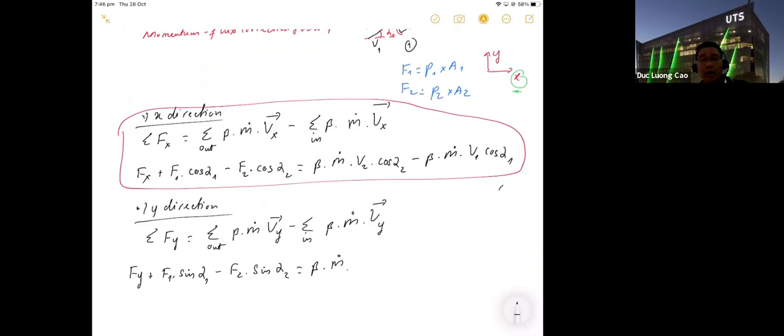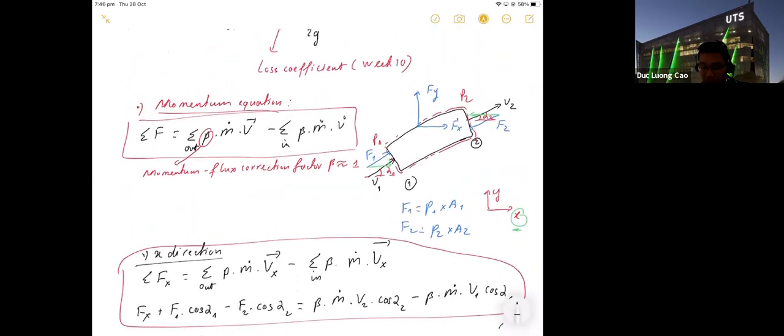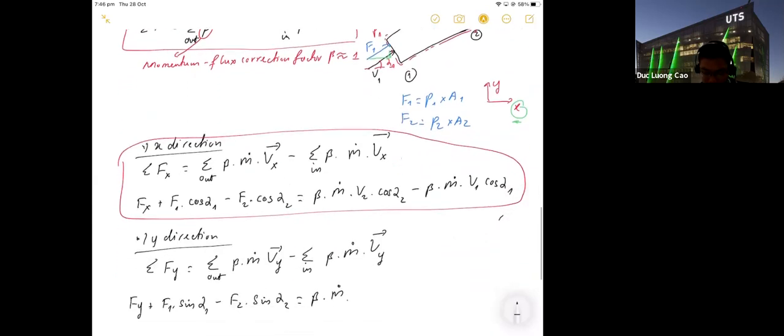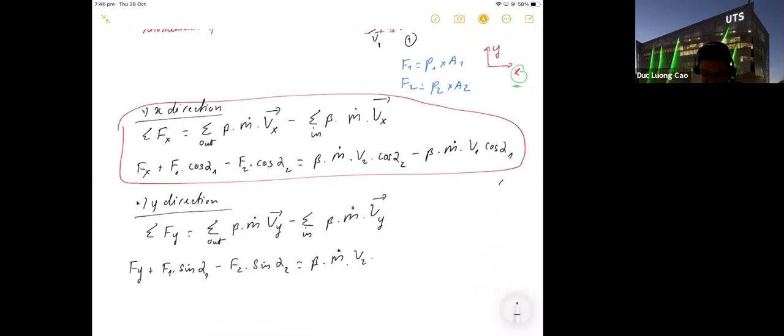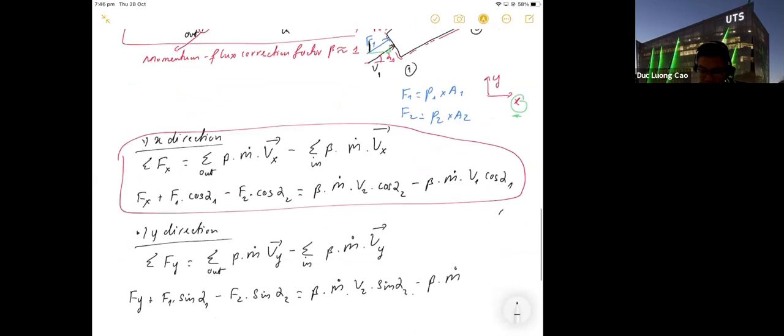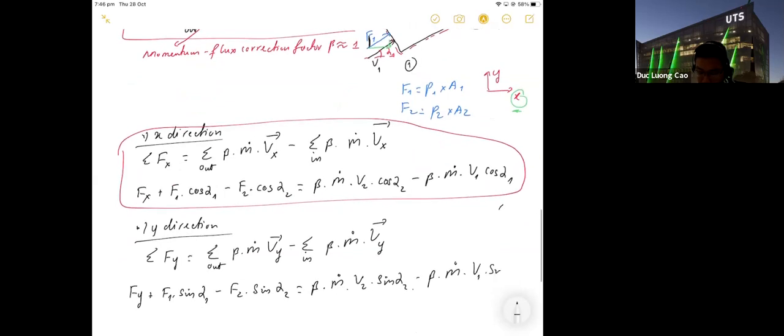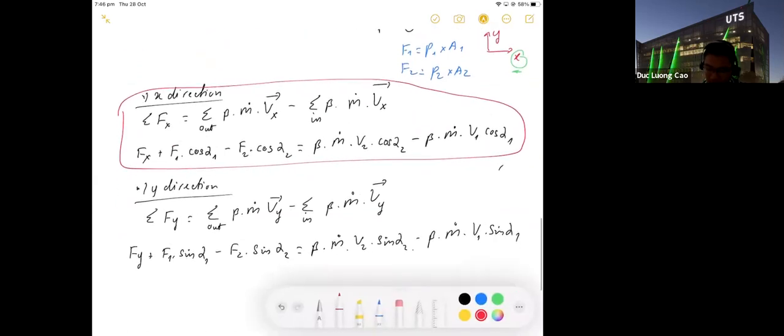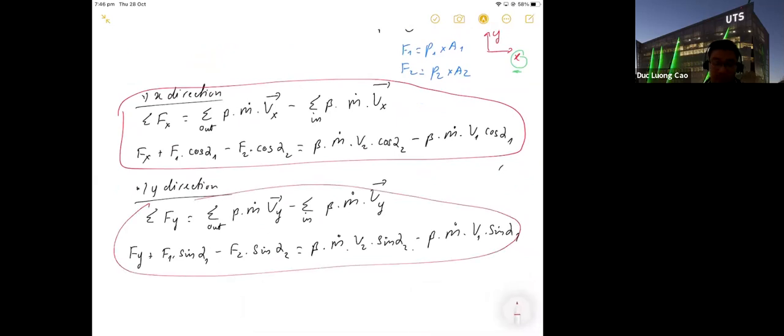V2y. Okay, V2y, you have V2 here, so V2y is upward. So this one is positive: V2 sin alpha 2 minus in beta m V in y, or V1y. V1y here is upward, V1 sin alpha 1. This one is in the y direction.